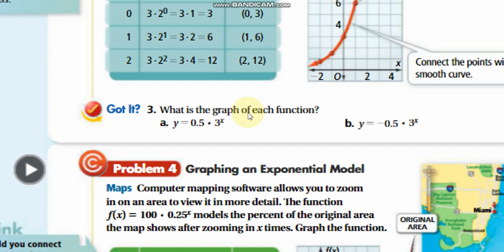Okay, here we go, guys. We are back here for the third part of the exponential functions video. We are doing grade 9 algebra 1 book, chapter 7, lesson 6, exponential functions.